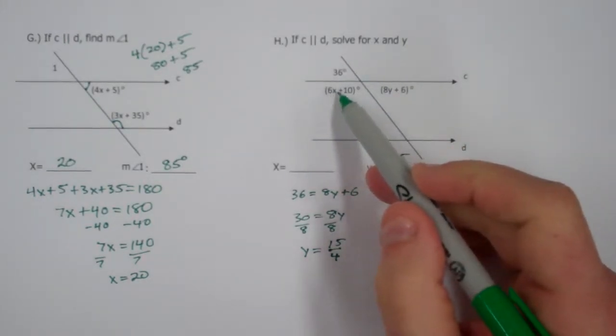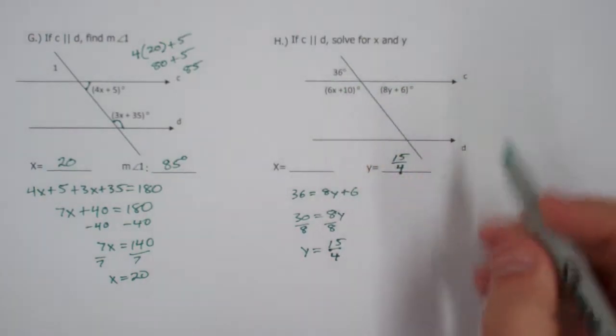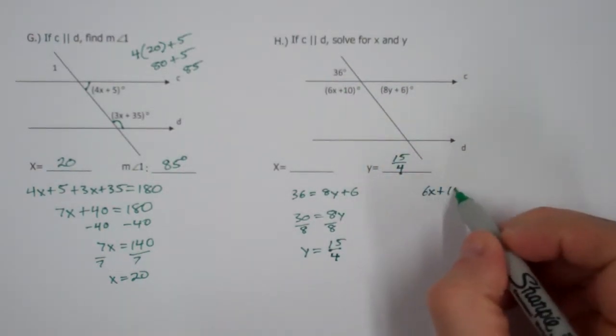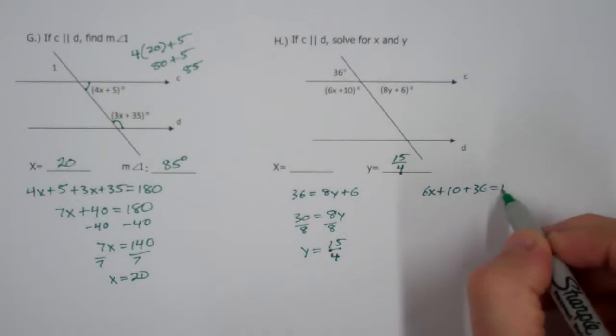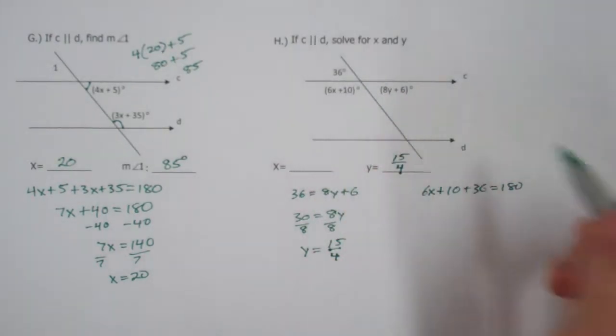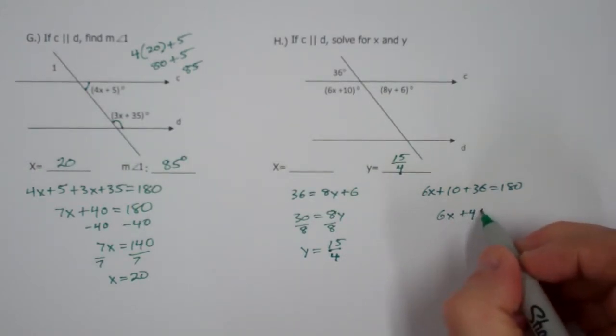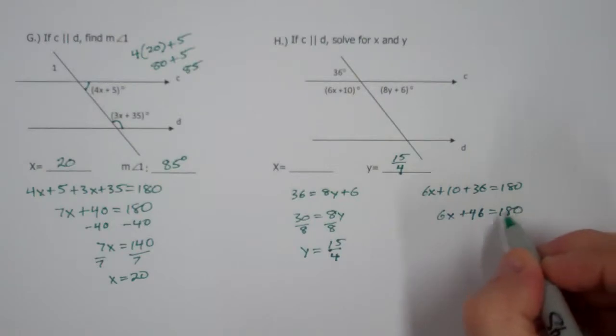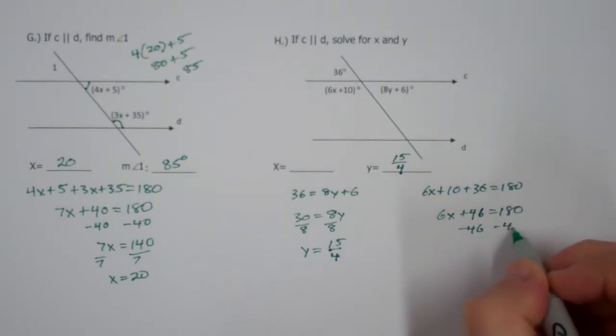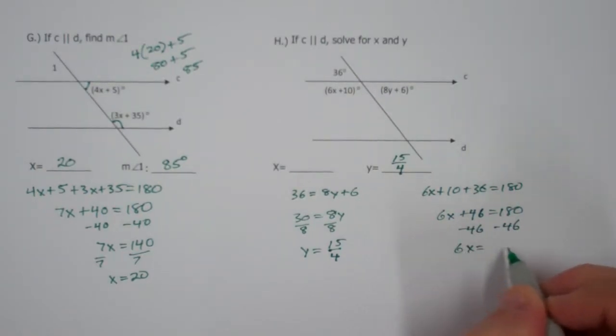We also know that 6x plus 10 plus 36 must be equal to 180. This angle and this angle form a linear pair. So we'll add or combine like terms here on this side, so that's going to be 46. And we'll subtract 46 here from 180. 6x is equal to 134.